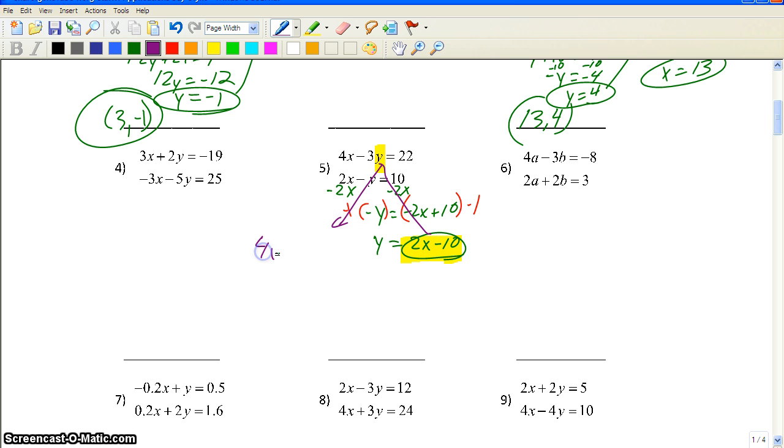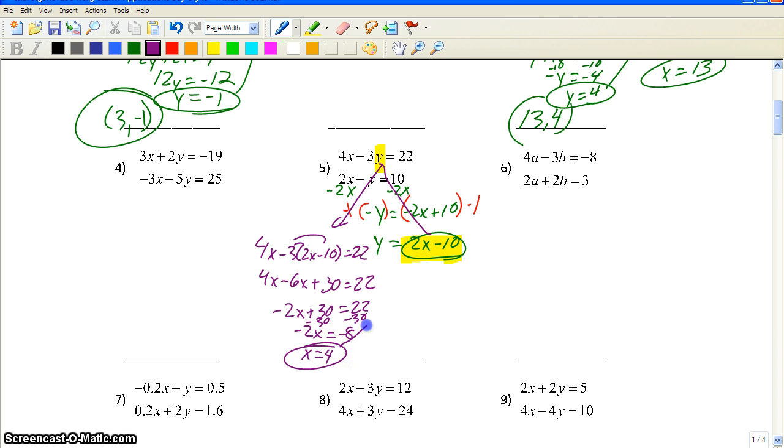So we get 4x minus 3 times 2x minus 10 equals 22. I'm going to distribute: 4x minus 6x plus 30 equals 22. It's going to be negative 2x plus 30 equals 22. We're going to minus 30 from both sides now. We get negative 2x equals negative 8, and you get x equals positive 4. We're not done yet. We're going to put that back into the part from step 1. 2 times 4, and then minus 10. You get y equals 8 minus 10. And you get y equals negative 2.